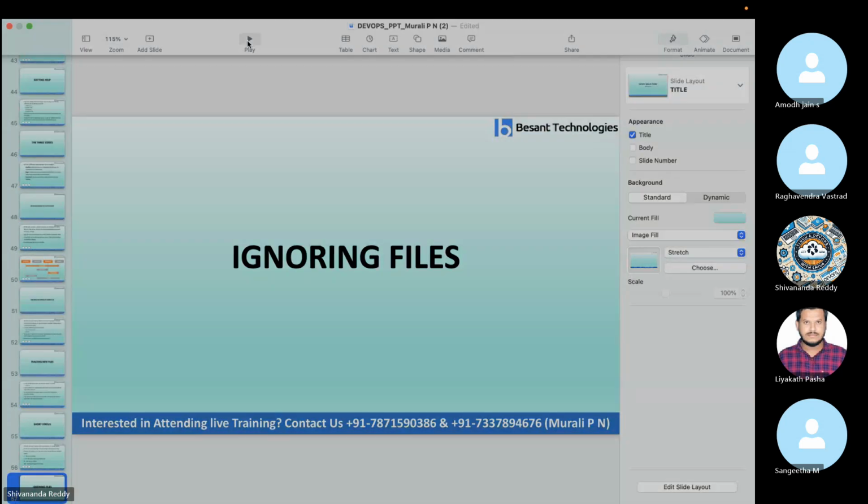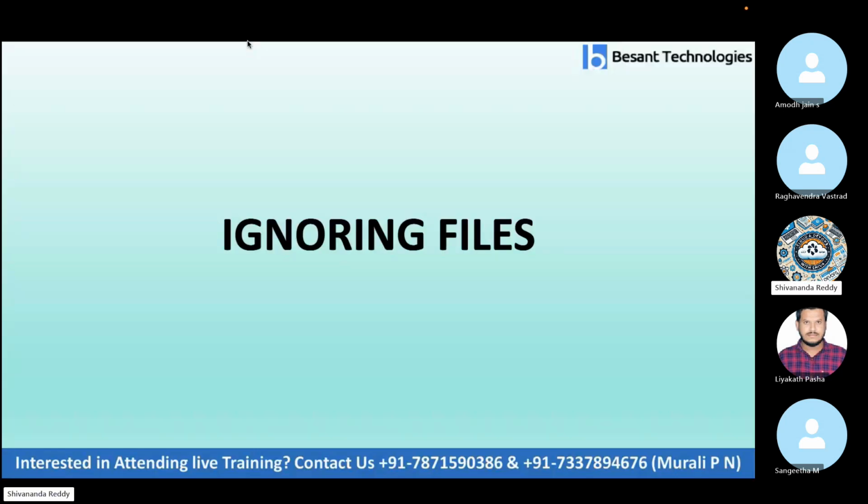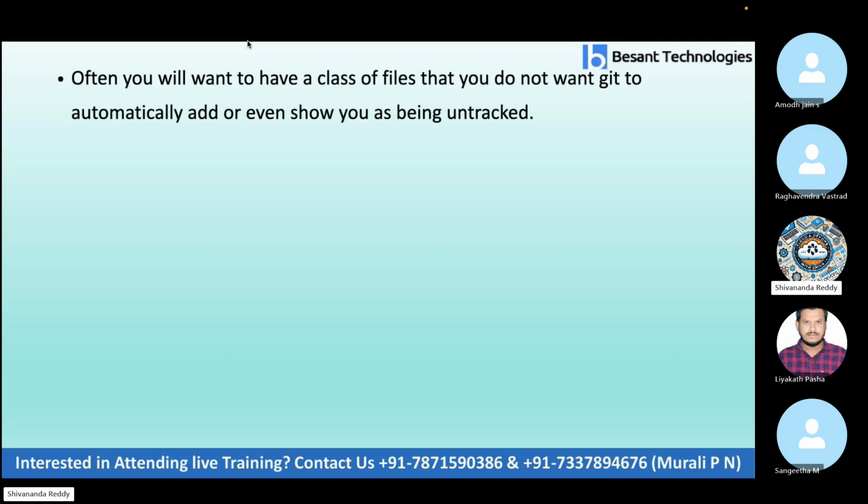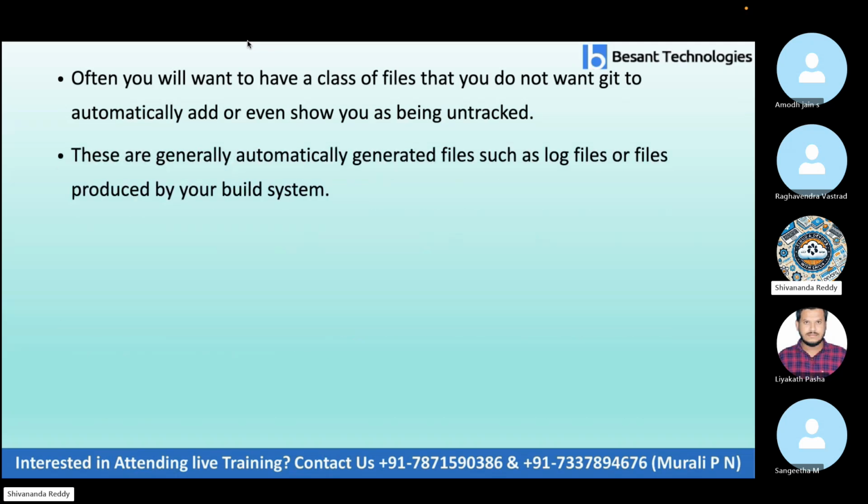Next, ignoring the files. Some extensions of files can be ignored. Those are not required to be shown in the status command. Those are ignored files. You will want to have a class of files that you do not want Git to automatically add or even show you as being tracked or untracked. These are generally generated by the system automatically, files such as log files or files produced by the build system.